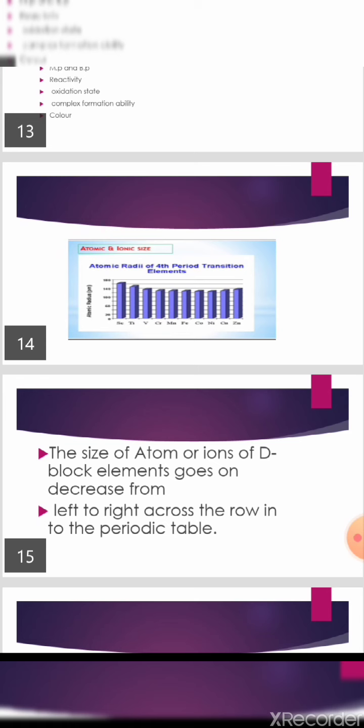The size of atom or ion of the d block elements goes on decreasing from left to right side of the periodic table because the effective nuclear charge increases as atomic number increases. This extra nuclear charge is added into the d shell. These d shell electrons have a poor shielding effect. Thus, due to the increase in effective nuclear charge, the force of attraction between the nucleus and outer electrons increases. Hence, contraction of the size takes place.